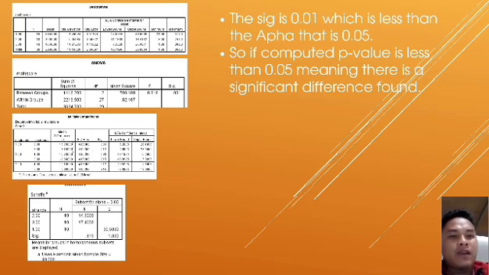If there is a significant difference found, it means we have to reject our null hypothesis. If our null hypothesis states that there is no significant difference in the math scores of the respondents when they are grouped according to their strand.